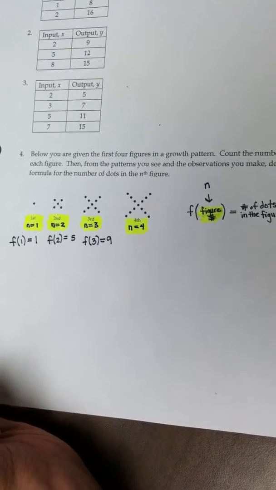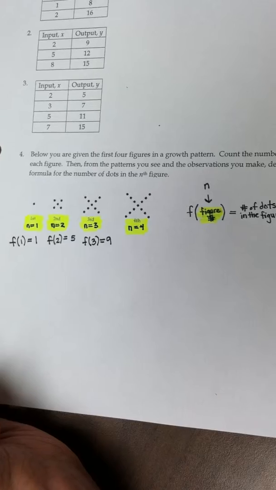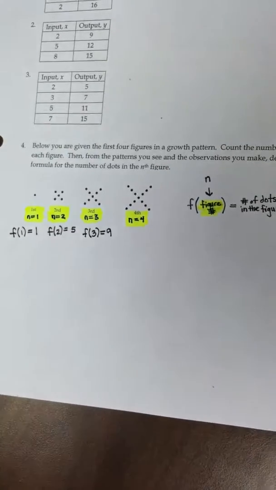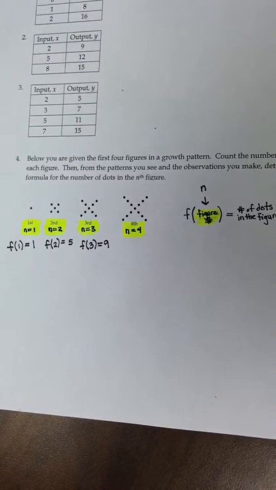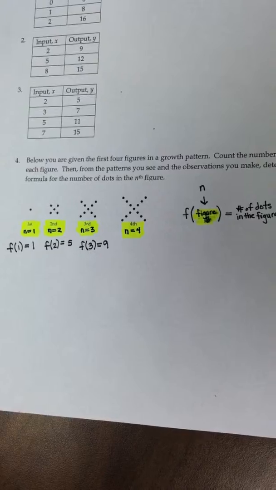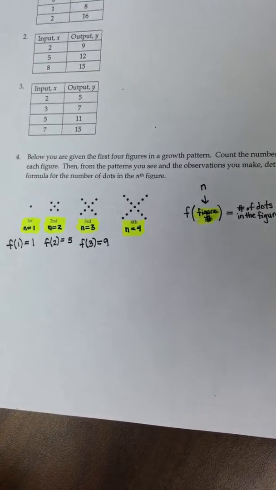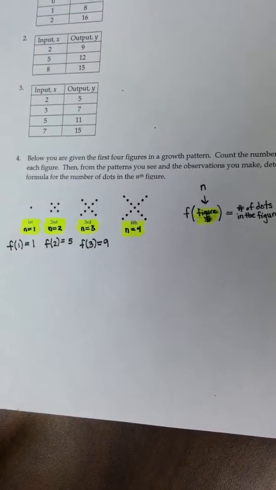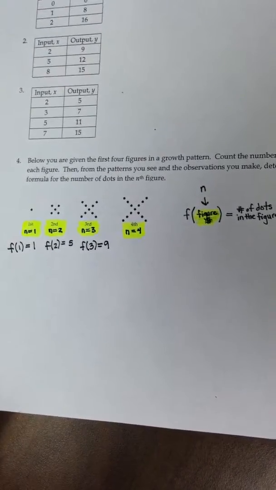So how are we going to come up with a function that correctly predicts or models the number of dots in each figure? What I'm going to do is look for consistencies within my figures and how the figure is changing. And there's lots of different patterns you might see when you look at the figures. The pattern you see will determine what your function looks like. So if you see a different pattern than me, you're going to get a different looking function.